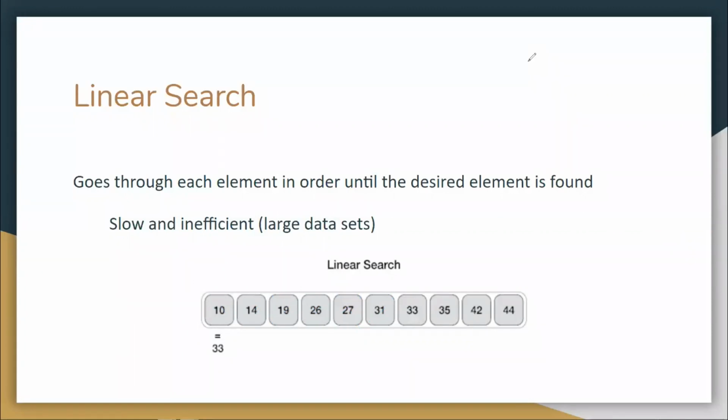So, now that we understand why this process could be inefficient, we want to find a more efficient method of searching for elements within an array. However, before I go on to that, are there any questions? You can type any questions you have to me in the chat box.